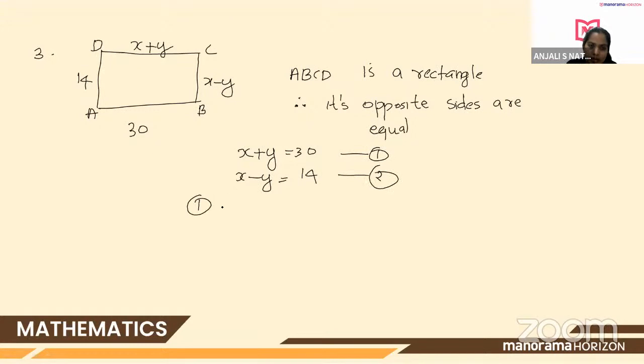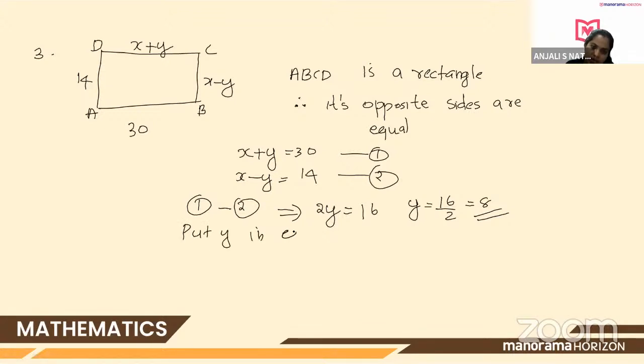So here we can simply subtract equation 2 from equation 1. We get 2y is equal to 16 and y is equal to 16 by 2, which is equal to 8. And we can put y in equation 1. We get x plus 8 is equal to 30 and x is equal to 30 minus 8, which is equal to 22. So x and y are 22 and 8.